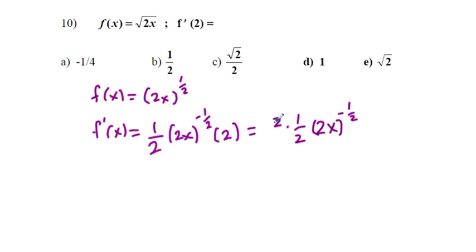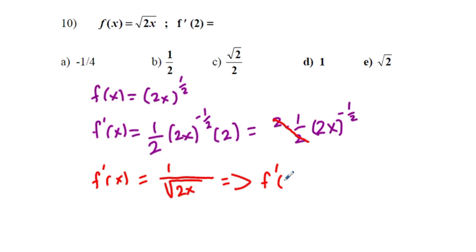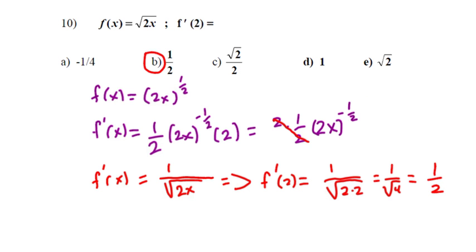Well, 2 over 2, or 1/2 times 2, cancel each other, so f prime of x is equal to 1 over square root of 2x. And we're going to now evaluate it at 2. f prime of 2 is equal to 1 over square root of 2 times 2, which equals 1 over square root of 4, which equals 1/2. So 1/2 is our correct answer, answer choice B.